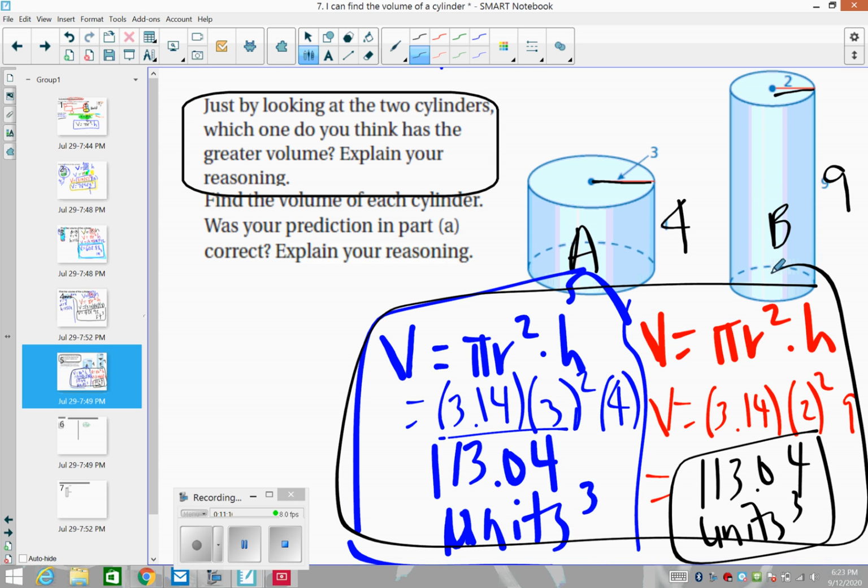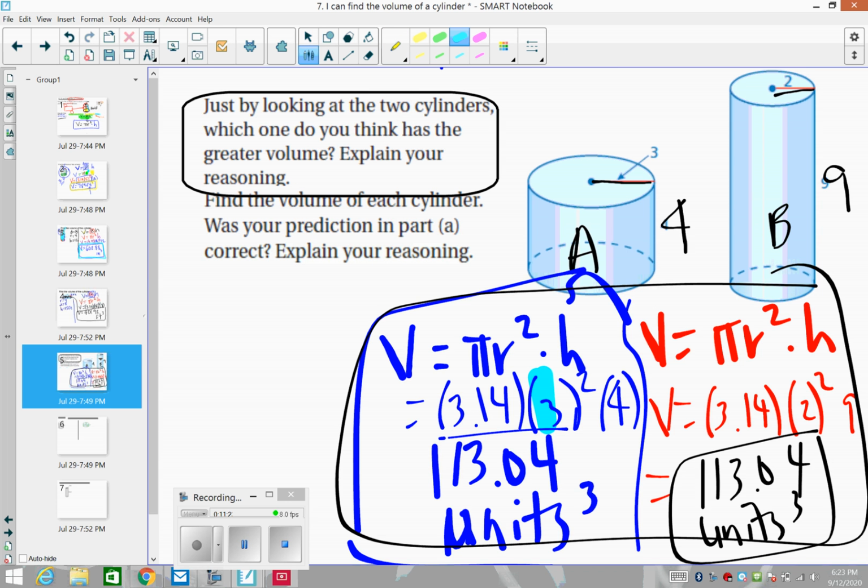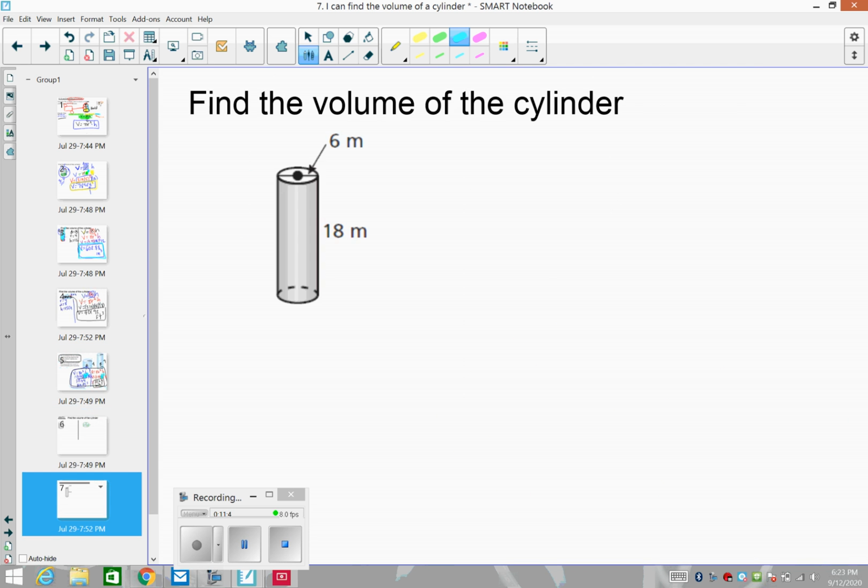The thing that has the bigger impact on the volume is the radius, and the reason why it does is because the radius is squared. It has a bigger impact on volume than height does. So that is a big idea behind when you find volume. That radius has a big impact because it's really radius squared times height. All right, so volume of a cylinder, we're going to do one more and then we'll be out.